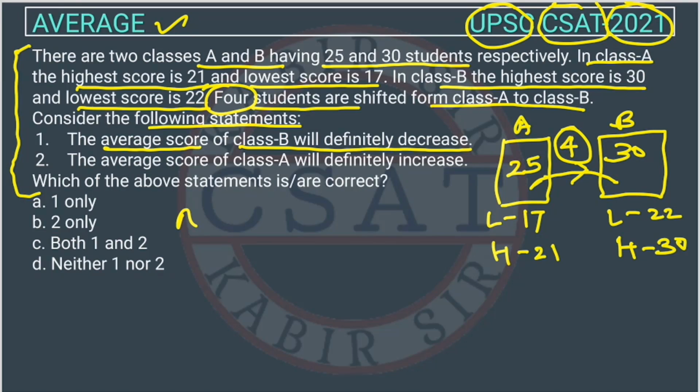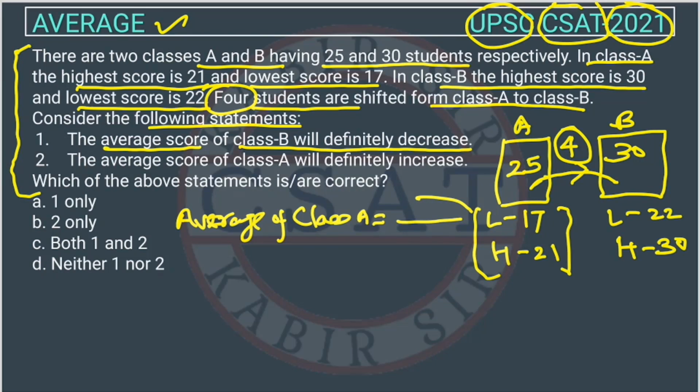So we know from the formula of average, this is the average of class A. The average of class A will be the marks of all students here. The score will include the lowest score and the highest score, the highest score being 21 and the lowest score 17. So it will be the addition of the scores of all 25 students, and the number of students we know is 25. So this will be the average of class A.